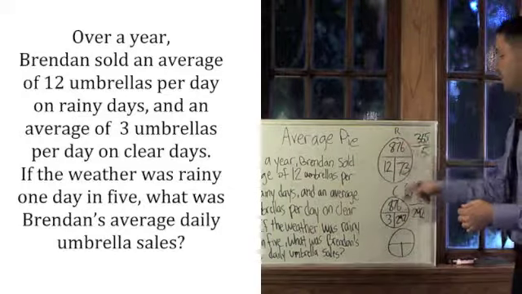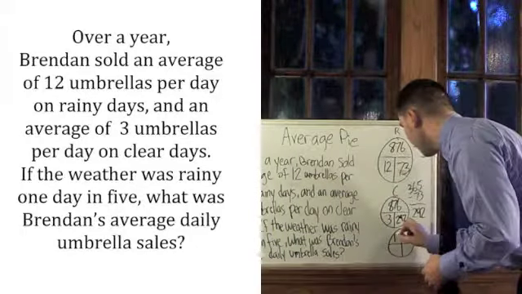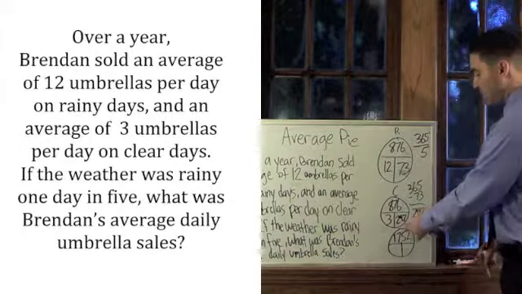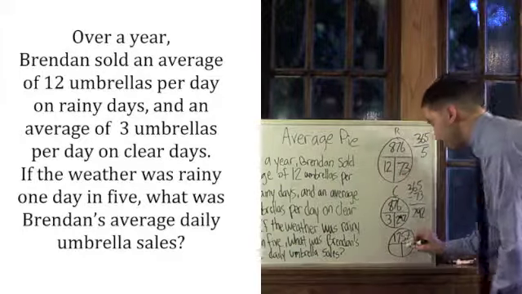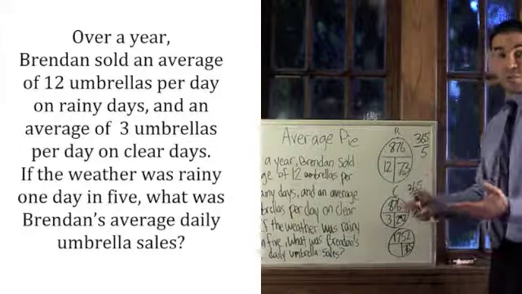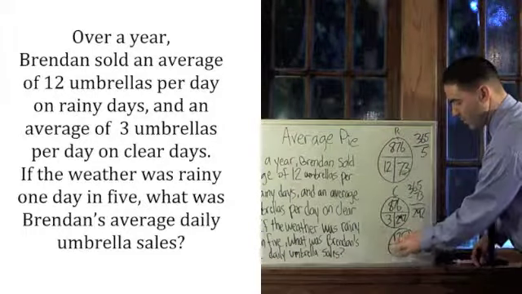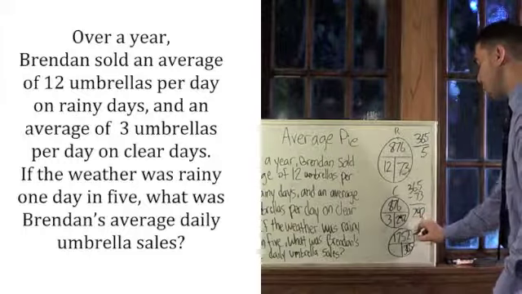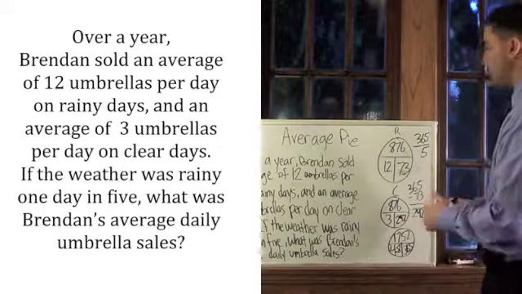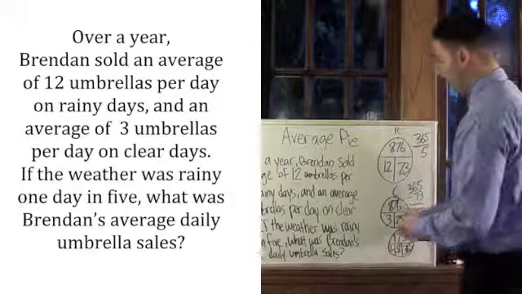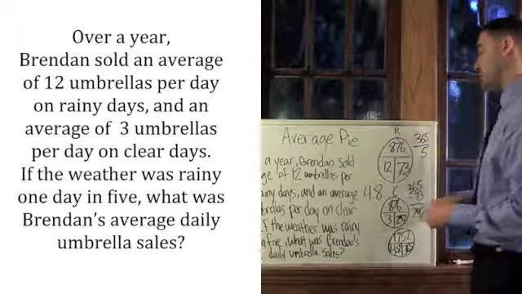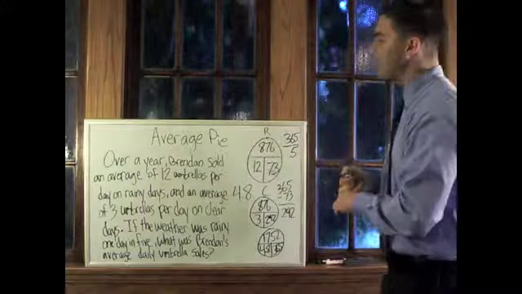And 876 plus 876 equals 1,752. 1,752 we know goes over 365 days total, that's the year. And then we just do what we have been practicing before. You simply divide, pretend there's a division sign. Then 1,752 divided by 365 is 4.8, which means that over the entire year, there was on average 4.8 umbrellas sold.